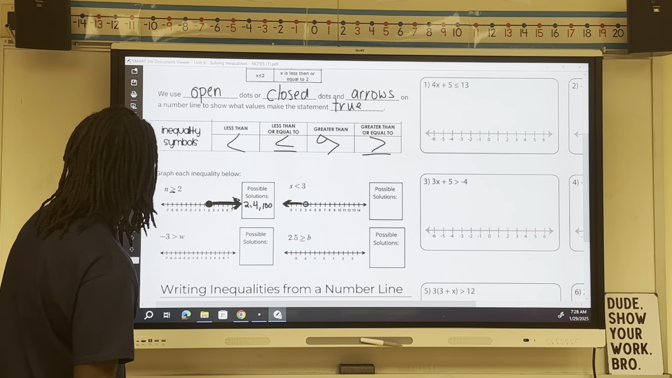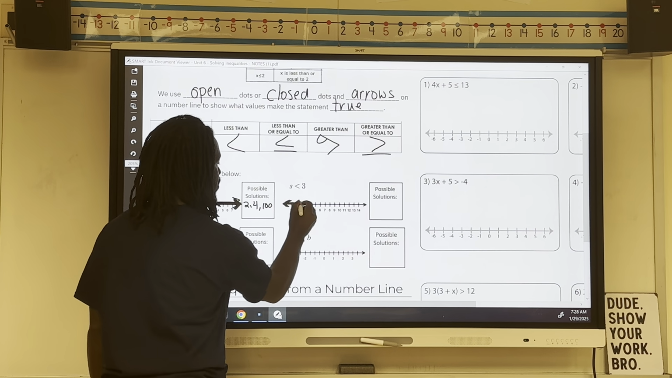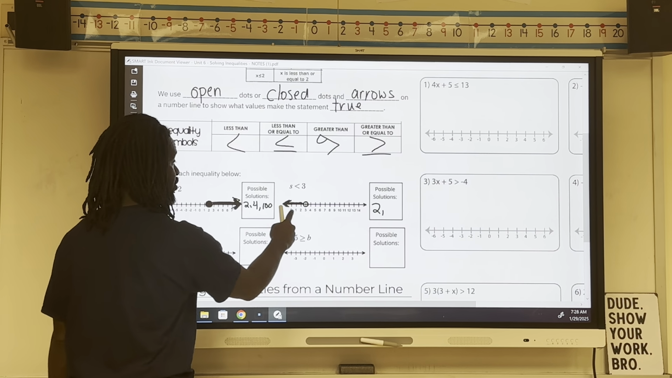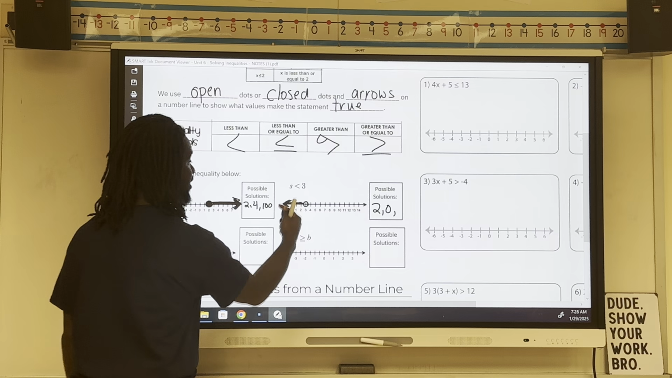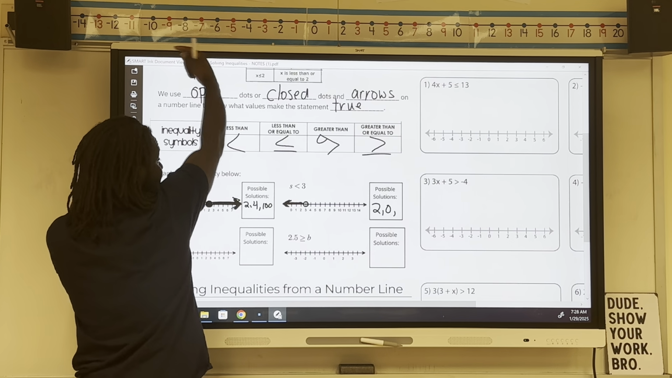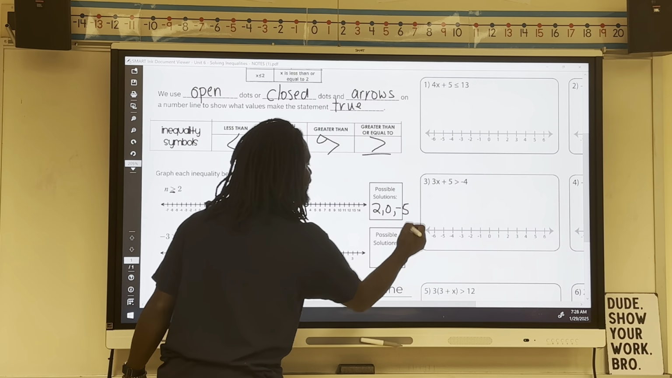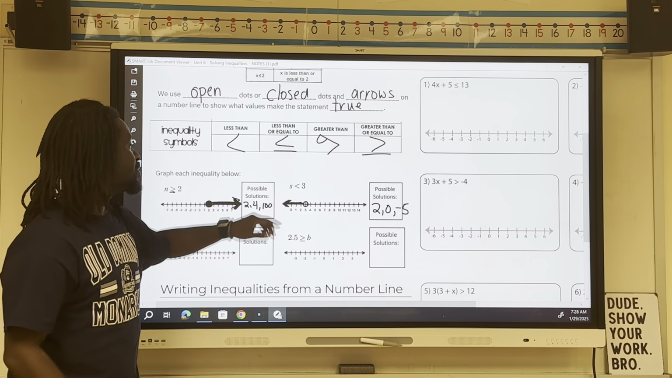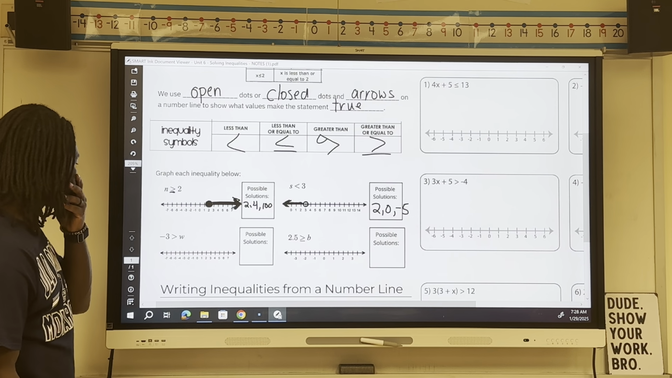Okay, so some possible solutions could be, well, again, they are shaded. 2 is a possible solution. 0 is a possible solution. And then all of the numbers that are this way, so any negatives. So we'll just say -5 would also. Again, these are all answers that would make that inequality true.